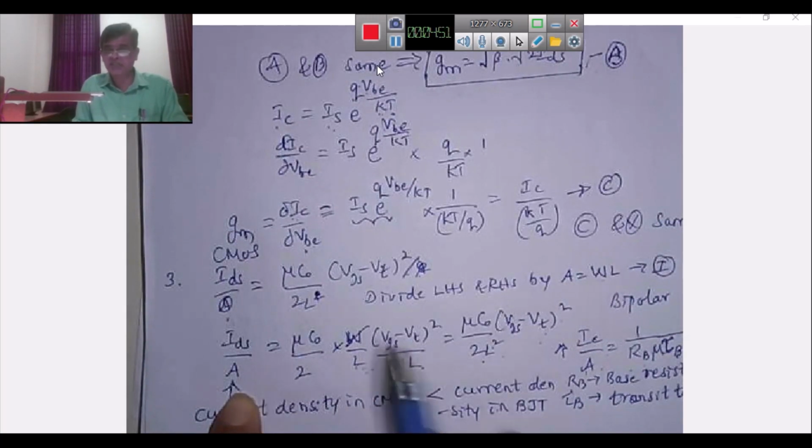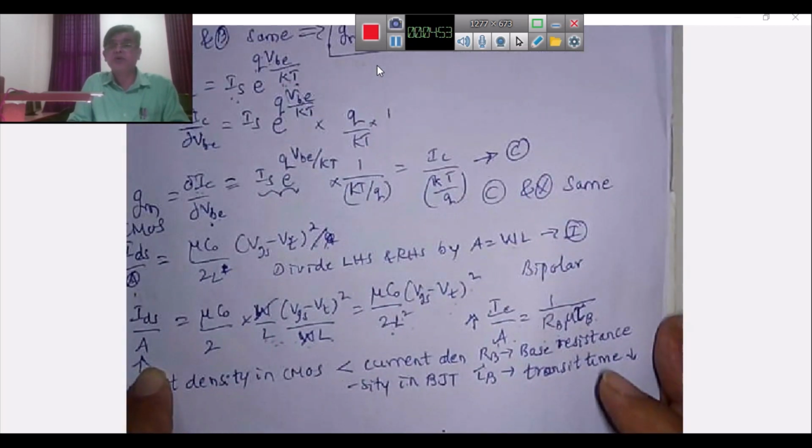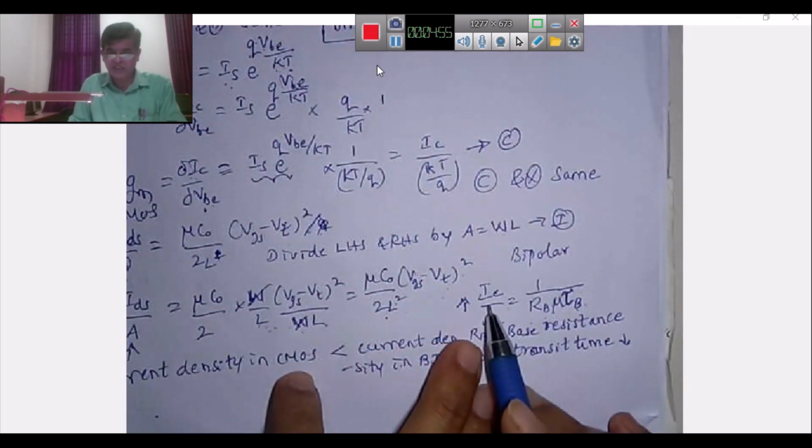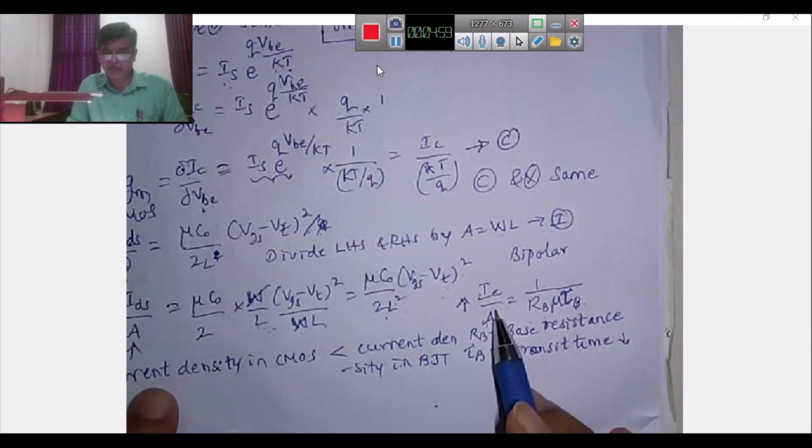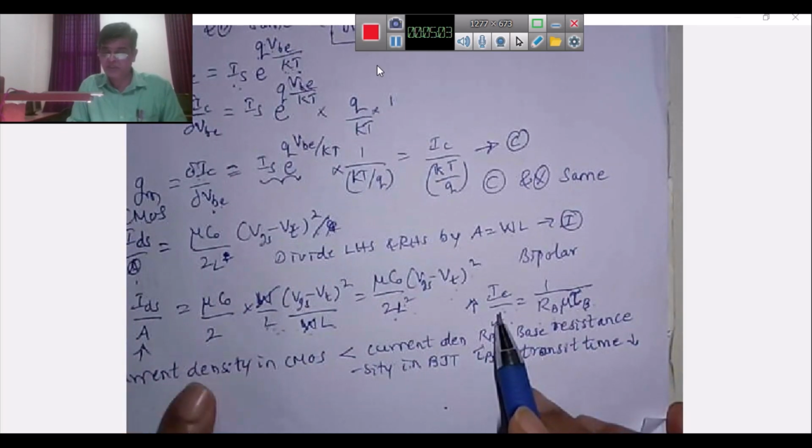What is the current density for bipolar? How do I get it? To derive the expression for current density for a bipolar transistor, what do I get?